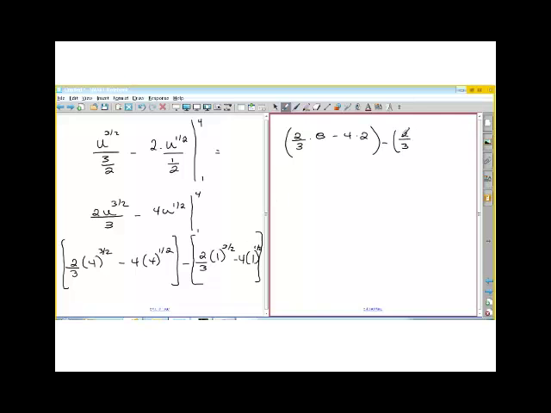So you get 2/3. And then we subtract 1 to the 1/2 power, which is 1 also. So you just get 4. So we'll have 16/3 minus 8. And we'll have negative 2/3 minus 4. Okay, so let's distribute the negative sign. So we'll get 16/3 minus 8 minus 2/3 plus 4. So that becomes negative and that becomes positive.